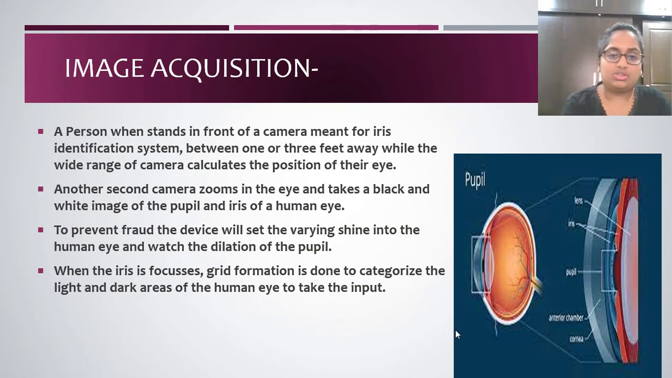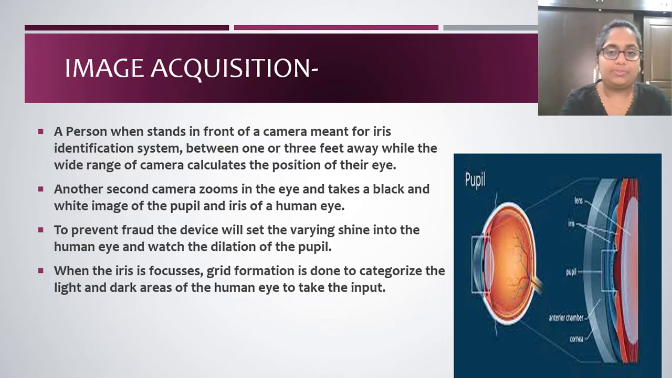Now getting in depth to the image acquisition part, image acquisition is nothing but the camera taking input from the iris of the person. So how does a camera take the input of a person's iris? Generally, the first step is that when a person stands in front of a camera which is some distance away, say 1 or 3 feet, the very wide range camera calculates the position of the eye, and then there will also be a second camera which zooms into the eye and also takes the black and white image of the pupil.